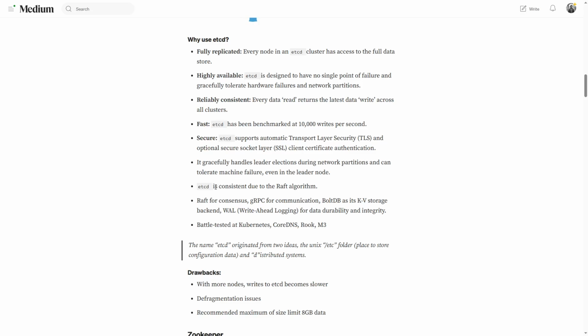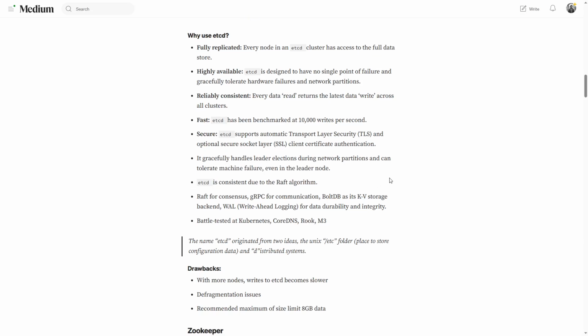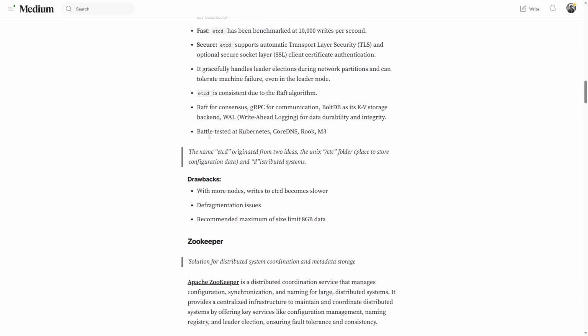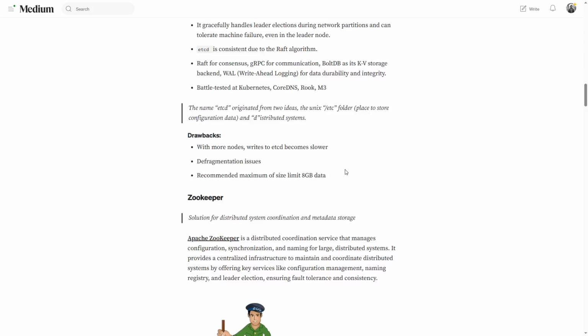And it is consistent because it uses the Raft algorithm for leader election and everything. So this is very heavily used, and it is battle tested. If we have a requirement to use a distributed key value store, etcd can be a right choice. It is used in Kubernetes, CoreDNS, Rook, M3. So all these places it's available.